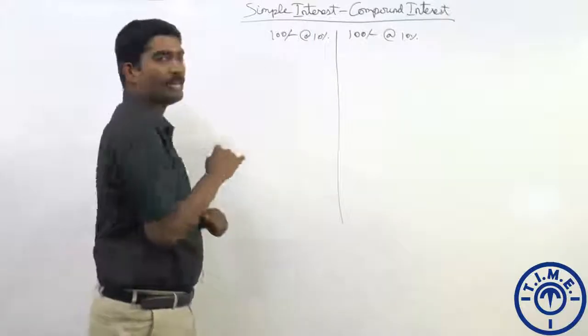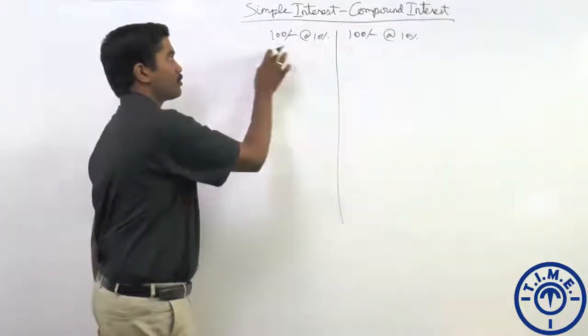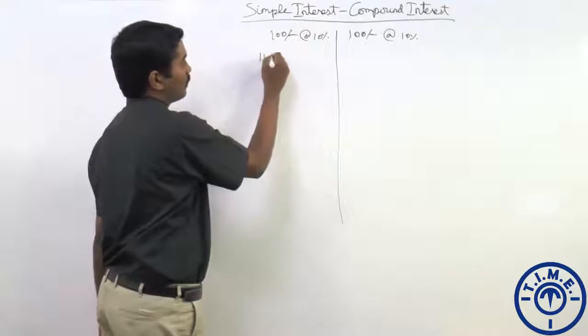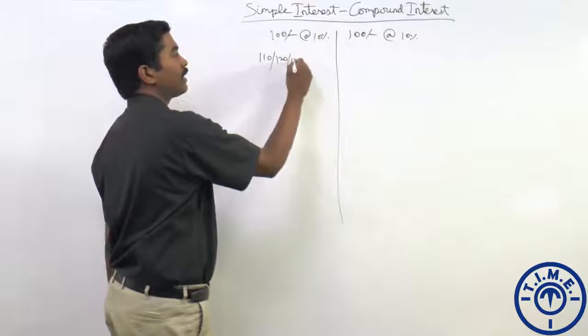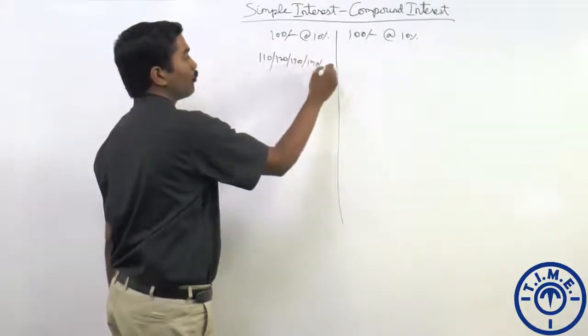Now here how much money do I owe you at the end of 1 year? 10% of 100 is 10 rupees, 100 plus 10 is 110. At the end of the second year, 10 more rupees of interest, I owe you 120. Third year I owe you 130, next year I owe you 140 and so on.